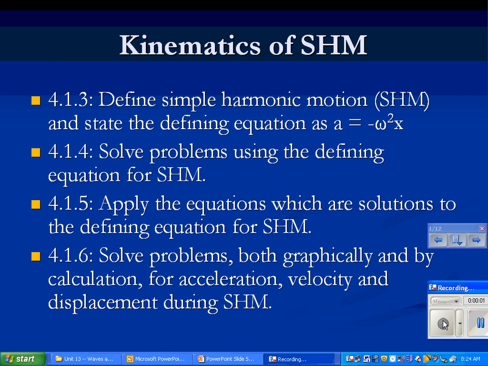Okay, you guys, here's what we need to try to cover today. Here are the syllabus references in IB Physics for simple harmonic motion.